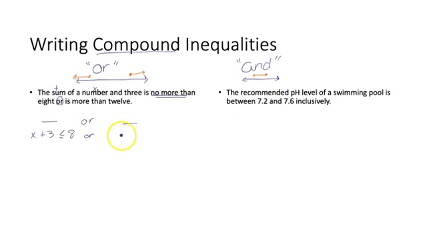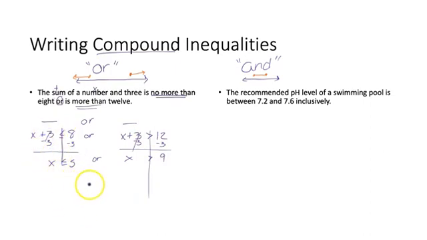The x plus 3 is more than, so more than is just greater than, right? More than 12. So let's go ahead and solve each one of these. Here I'm going to subtract 3 from both sides. So x can be less than or equal to 5. Or, if I subtract 3 from both sides, x would be greater than 9. All right. So x is less than or equal to 5 or greater than 9.